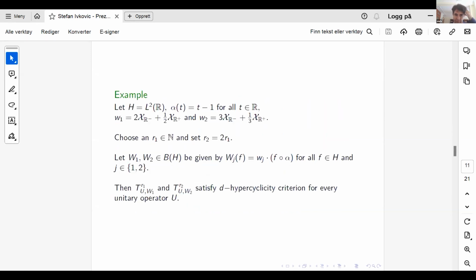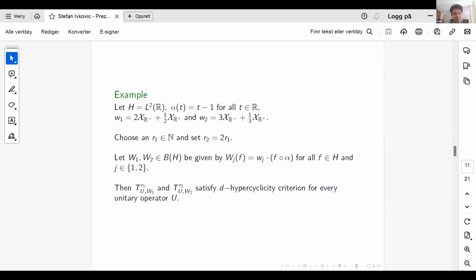But a more interesting example is the following one. So now we let H be a particular Hilbert space, simply L2 of R. And then we let alpha be a translation. So alpha of t is t minus 1 for all t in R. And then we let small w1 and small w2 be bounded measurable functions on R defined in this way here. Once again, we let R1 be a natural number and R2 be equal to R1.